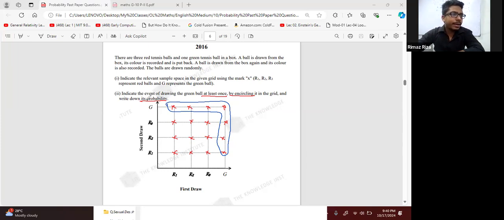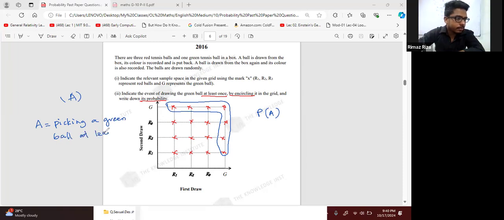Okay. And write down its probability. So probability here. Let's say the probability of this event I consider as A. Right? So probability of A. So A is picking a green ball at least once. So this P(A), the probability of A, means the probability of picking a green ball at least once.